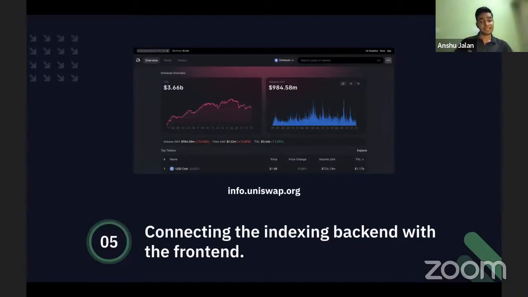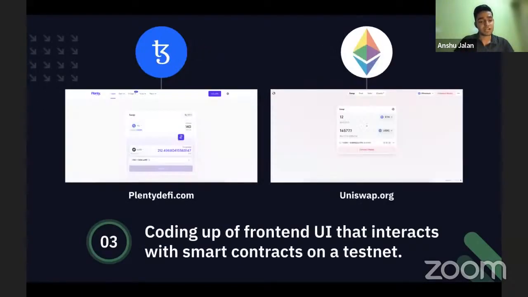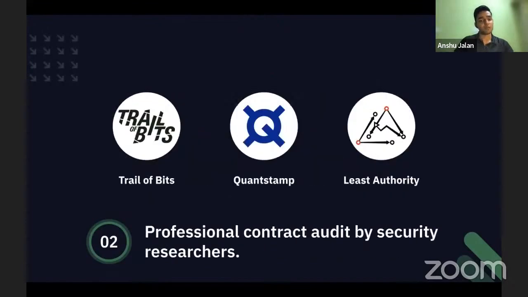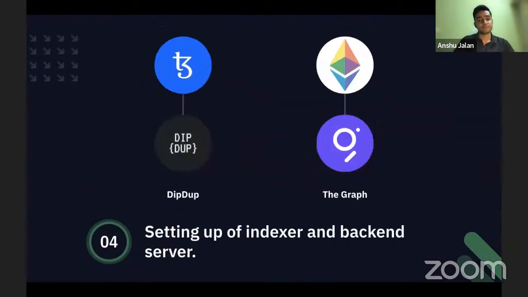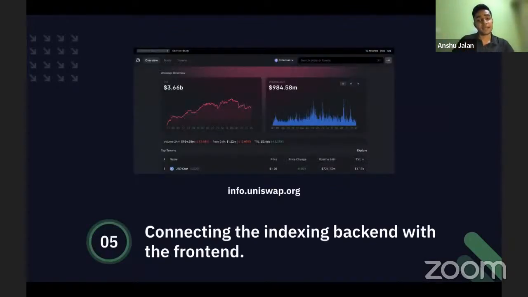So just in these 5 steps, we are actually developing a complete application. And this might look like just 5 steps, but it sometimes takes like 7-8 months. So we start with the contracts, then we send the contracts for auditing, and then we make the front end, and we connect it with contracts on the testnet. Then we set up the indexers, and then we go ahead and connect the front end with the indexers.